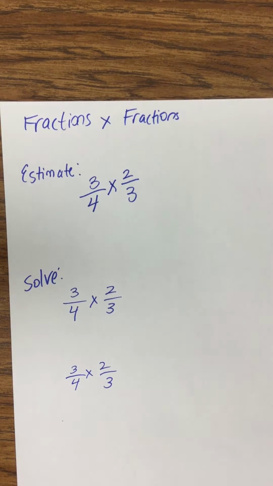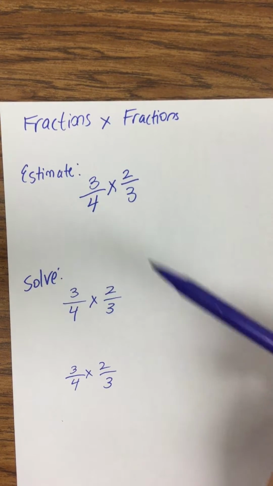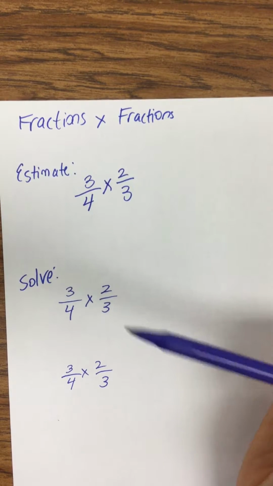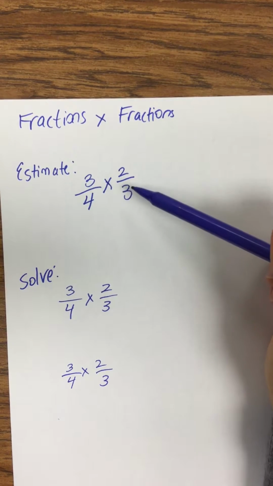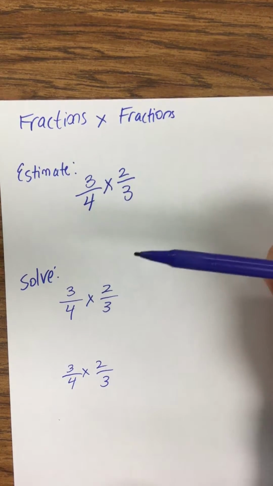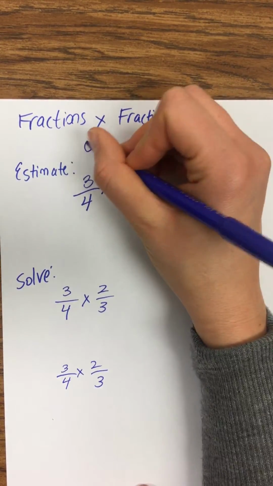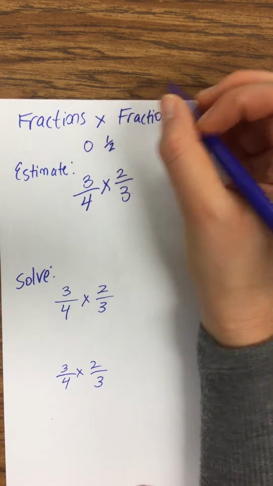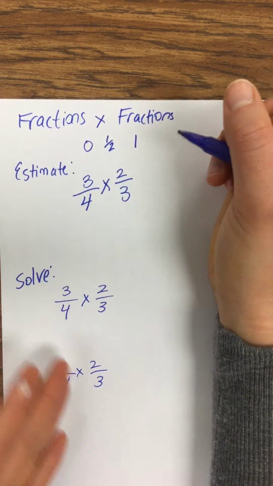This video is on multiplying fractions times fractions. And just like in the last video, we're going to talk about estimating before we solve. When you estimate fractions times fractions, we're really looking to round the fractions to the nearest benchmark fractions. And those benchmarks will be 0, 1/2, or 1. Which one is it closer to?